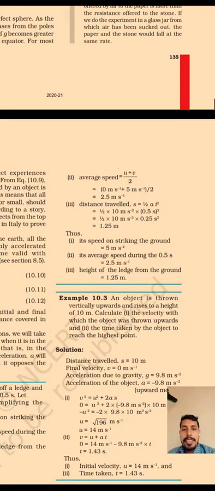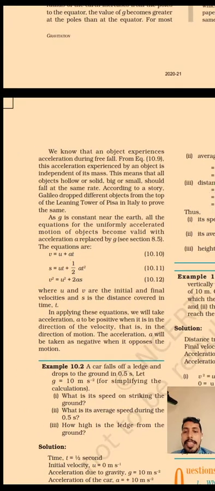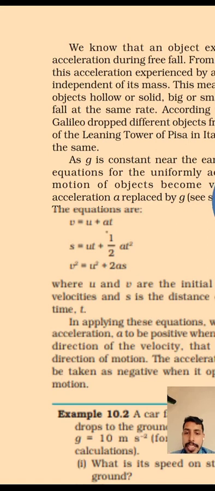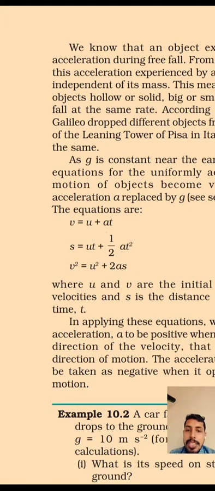Distance traveled, s is equal to half at square. Two equations have distance: s is equal to ut plus half at square, and v square is equal to u square plus 2as. Which equation will we use? We can use the first equation because the time is already given in the question.